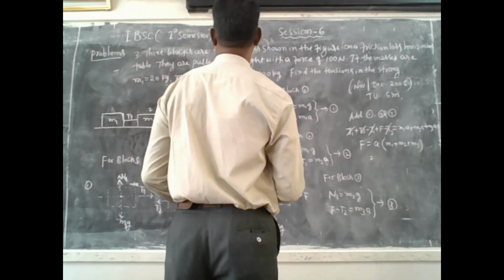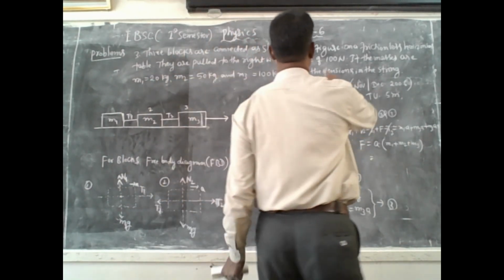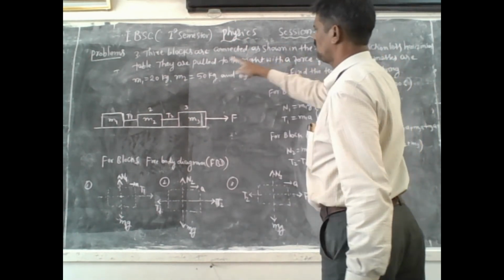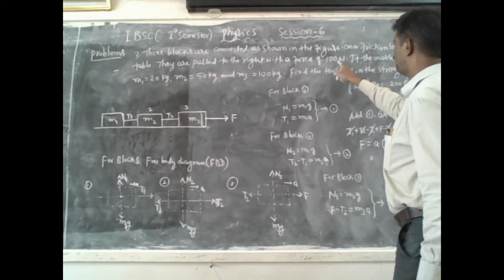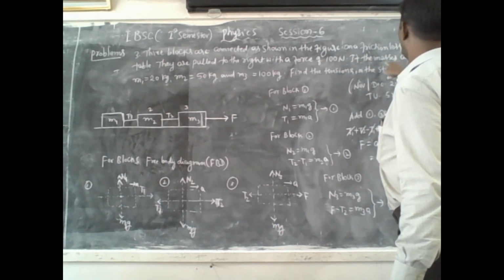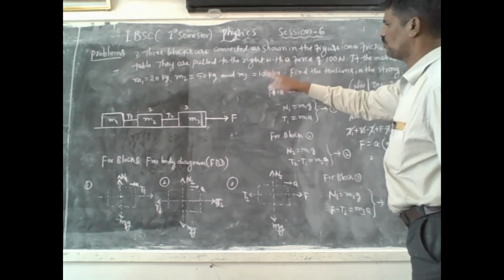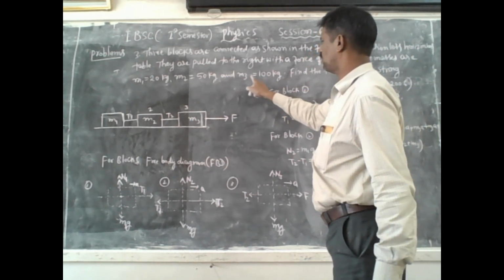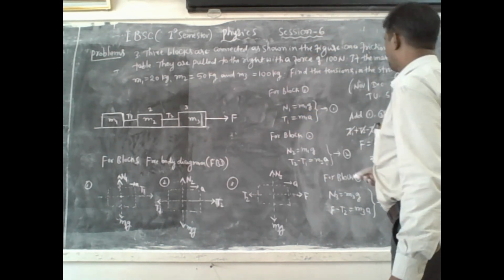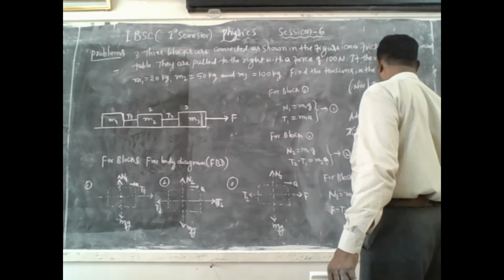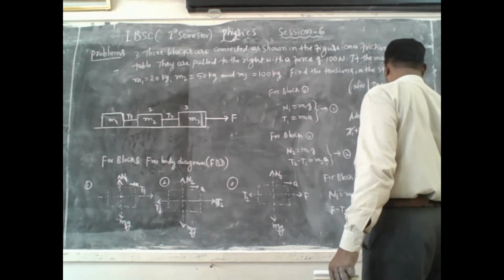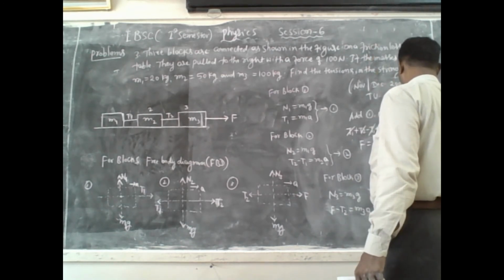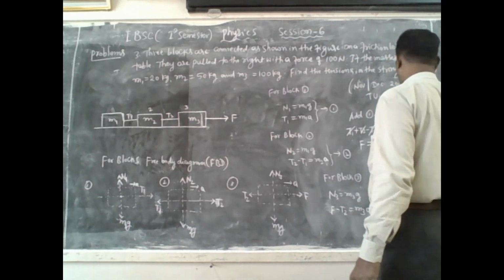Find the tensions in the string. Three blocks are connected as shown in the figure on a frictionless horizontal table. They are pulled to the right with a force of 100 N. The force is given here, and the masses are M1 equal to 20 kg, M2 equal to 50 kg, and M3 equal to 100 kg. We don't know the acceleration.